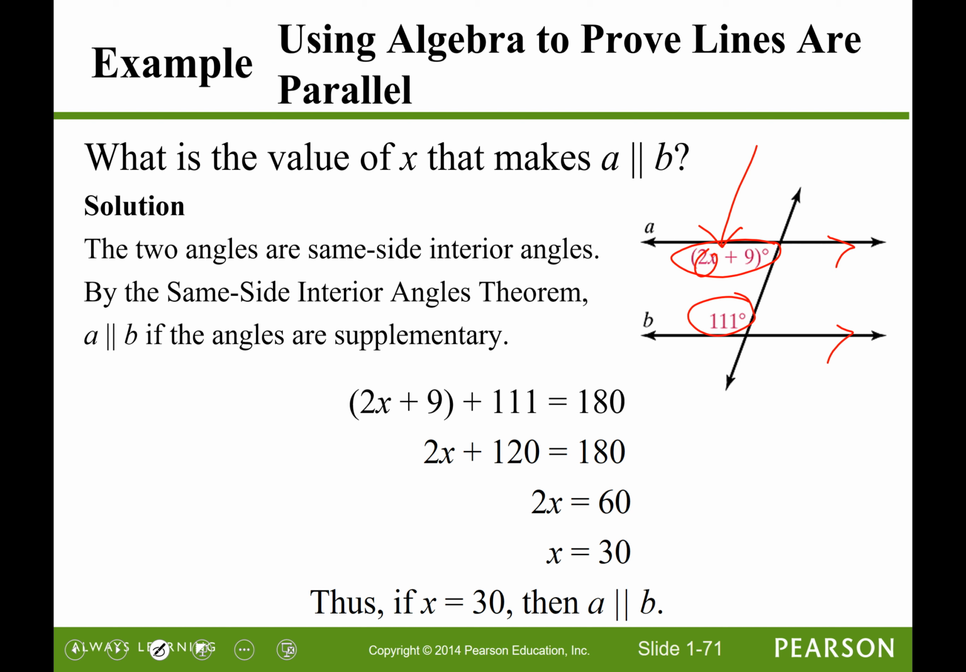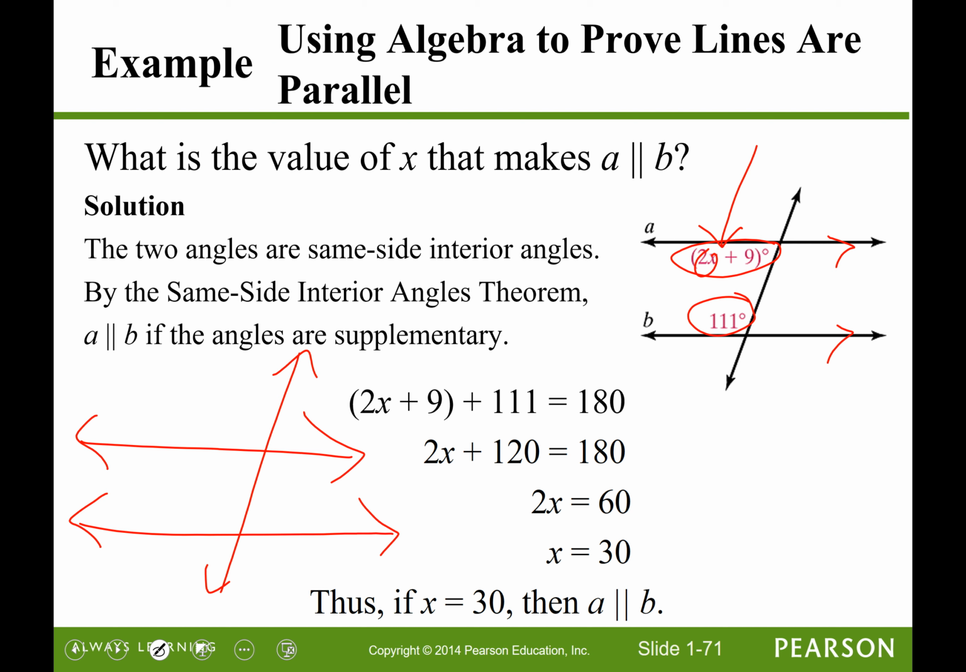Let me just take a second to check our work. Not only is it quick and helps you not to lose points for small things, but it also can help you to understand what in the world you just came up with. So let's say x is 30. So I'm going to plug it in right here. So that would be 2 times 30 plus 9. That is a 69-degree angle. Write that right there. And this one is 111 degrees.